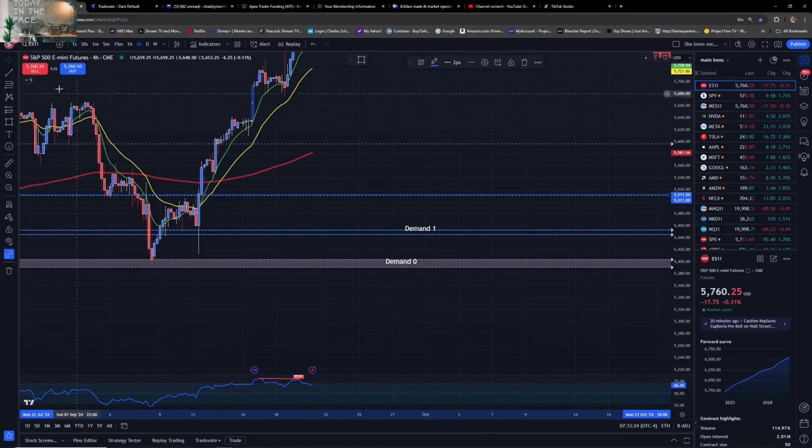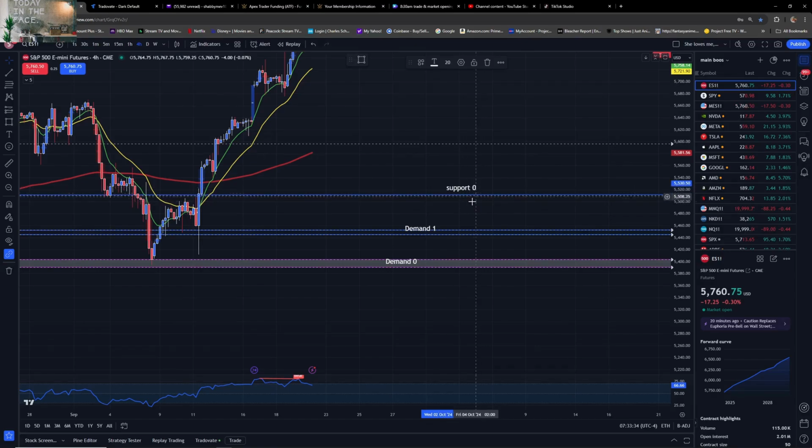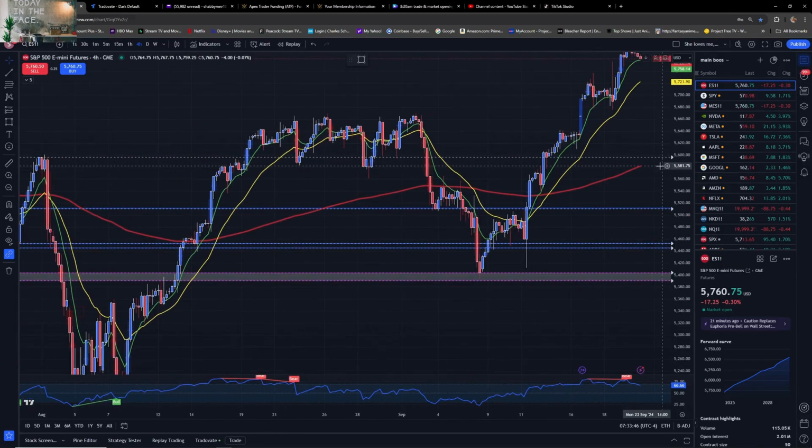You guys know the deal. Text box, slightly above it. Support 0. That's the first support level before we hit the demand zone. So it was resistance, it was support, then it was resistance, now it's support again. Go back to the left.